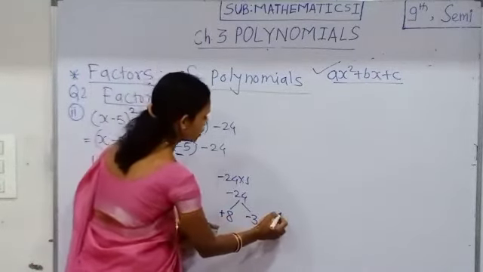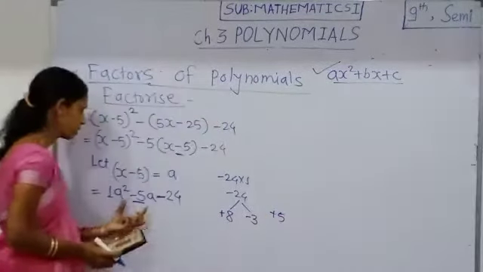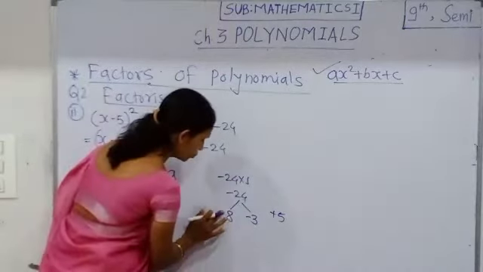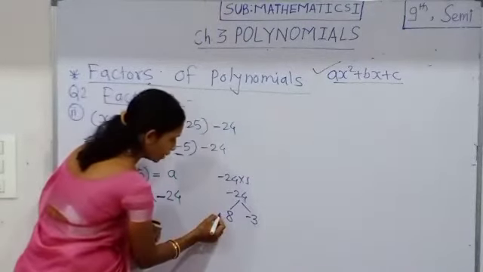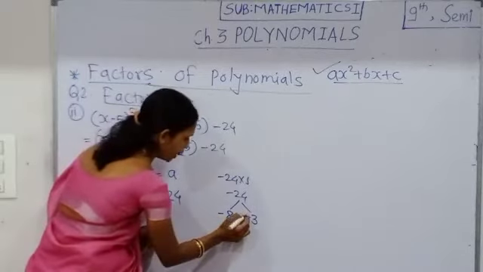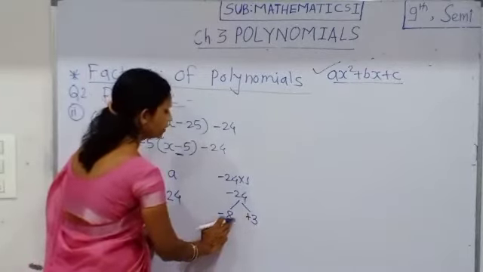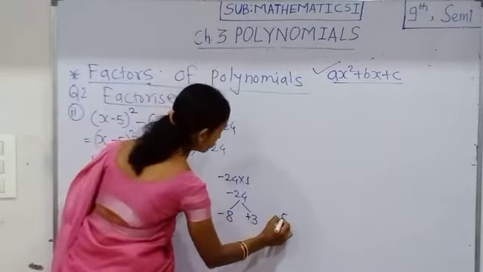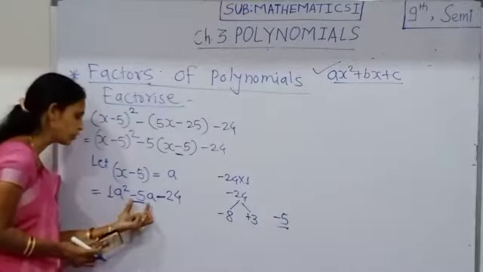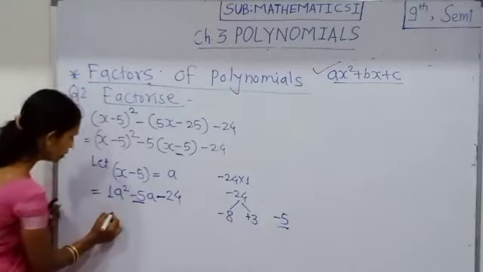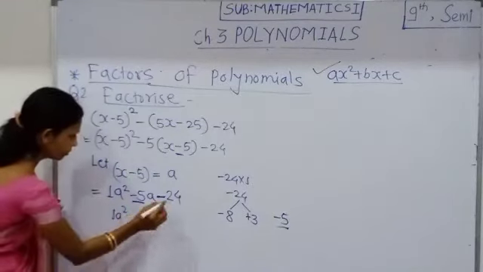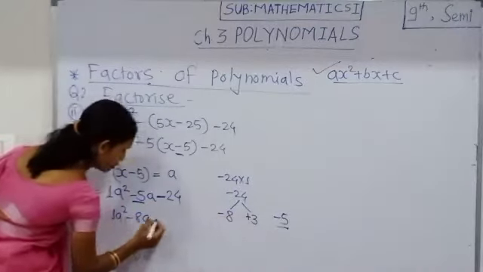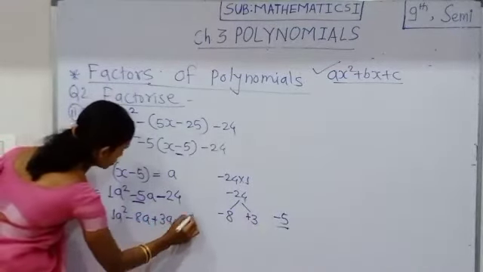But 8 minus 3 gives plus 5, while here the coefficient of the middle term is minus 5. Therefore, we have to change the signs of those two. If we take minus 8 and plus 3, then minus 8 into 3 is minus 24, and minus 8 plus 3 is minus 5, which is the coefficient of the middle term. Therefore, we can write this: 1a square minus 8a plus 3a minus 24.